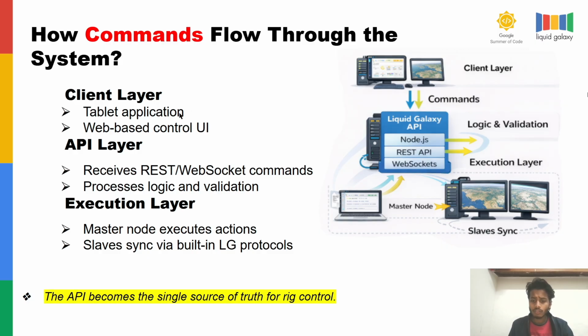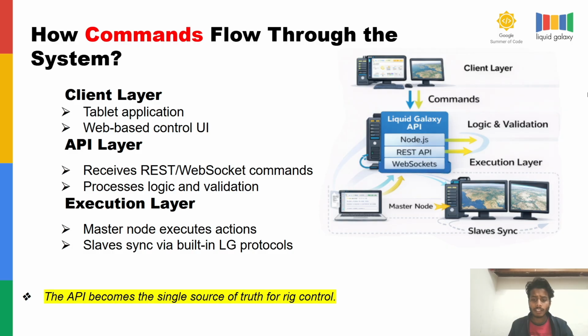That command goes to the API layer of the Liquid Galaxy. The API receives the command through REST or WebSocket. It checks that the command makes sense, applies the logic, and validates it. And this is important because not all commands go through one place. The API becomes the single source of truth for controlling the rig.